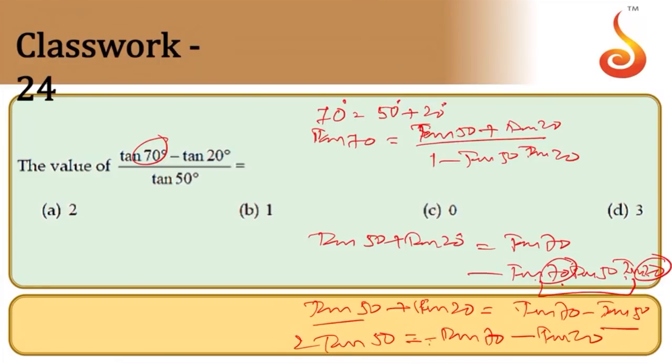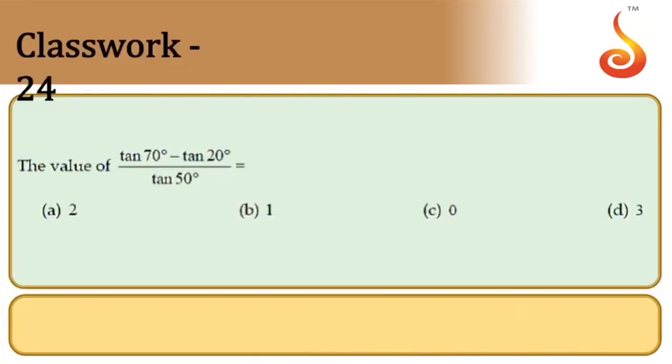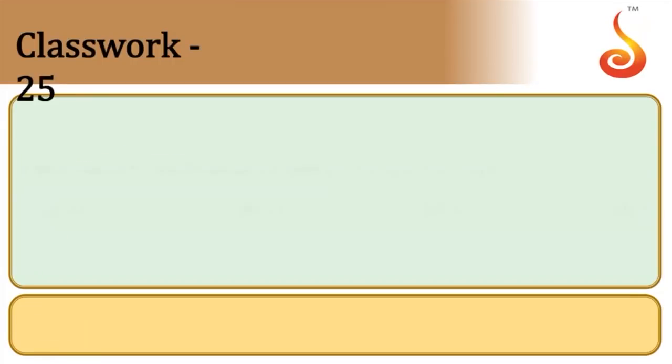So when you divide by this, you are going to have tan 70 minus tan 20 divided by tan 50 equal to 2. So from here, you'll be getting tan 70 minus tan 20 divided by tan 50 is equal to 2. So the answer is 2.